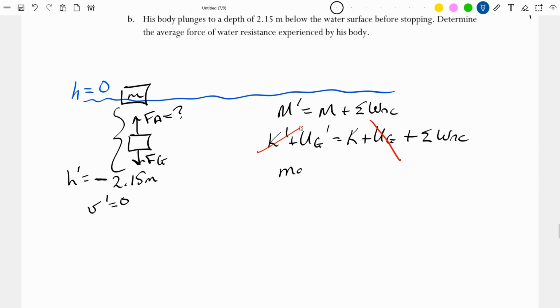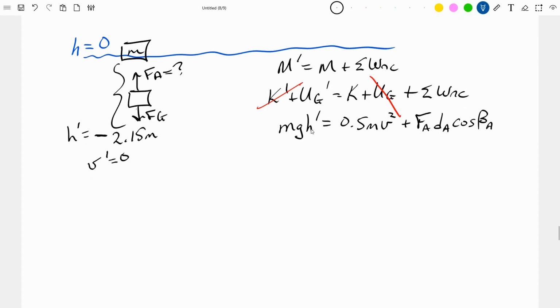So mgh prime equal to 1/2 mv that you started with squared plus, and since we're looking for the force of the water, I'm going to save myself a small step here. That's the work done by the water, or the applied force, so F applied, distance that it applied, cosine of beta as it pertains to the applied force. Okay, this is the one thing I'm looking for, and I think I know everything else. I'm in good shape here.